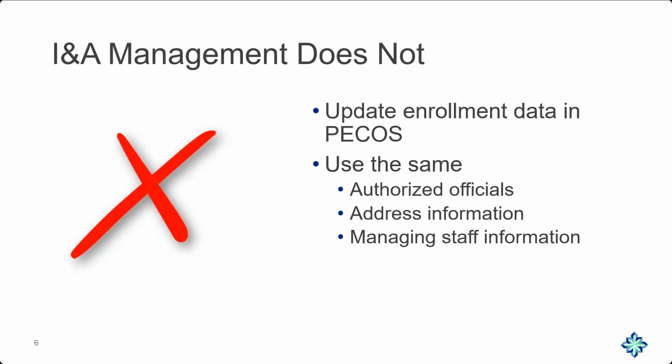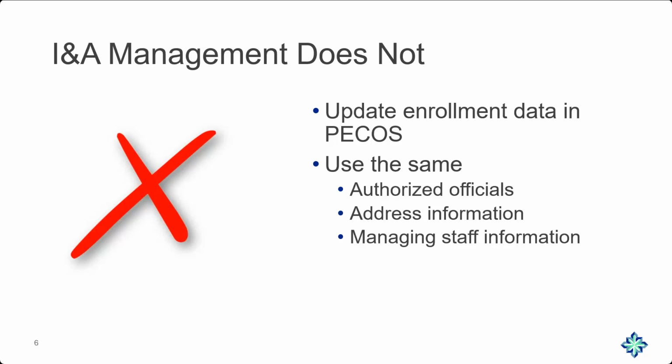They again may be the same in both systems. However, if that changes, you will have to change that information in I&A for the user access purposes, but you would also need to update the enrollment record if that is also impacted. And to do that, you would need to submit an enrollment application. I&A and PECOS do not talk in that way. Again, just for that access.